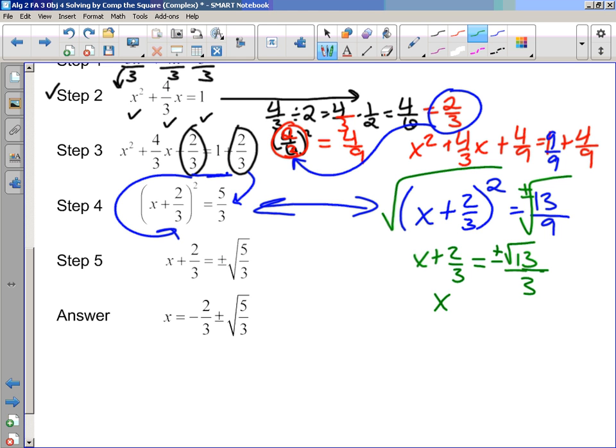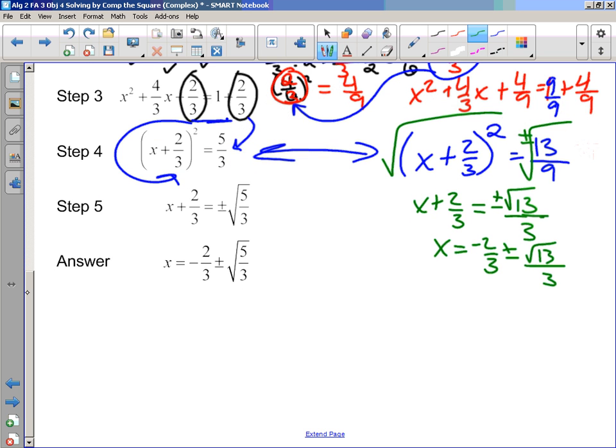So then I have x equals negative 2/3 plus and minus the square root of 13/3. Because I've got that square root there, I'm not going to simplify that like we did before where we had two answers. The only thing that you could do is, since I have a common denominator here, I can write this as a single fraction.